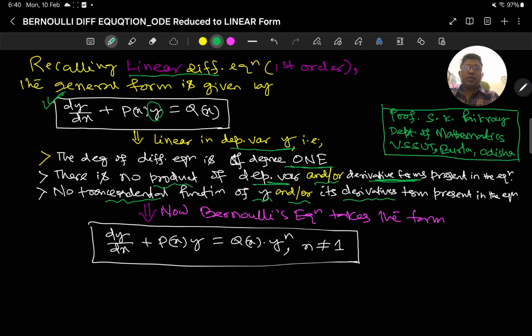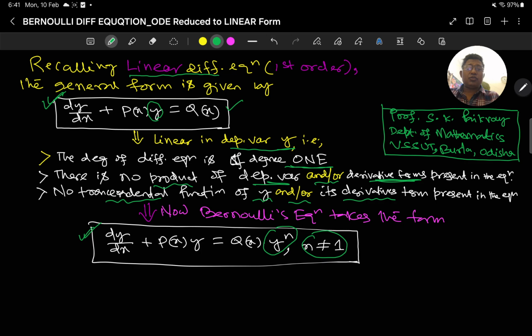Now coming to the Bernoulli's differential equation, the differential equation takes this form. There is some y to the power n multiplied here, and n is not equal to 1. If n is equal to 1, then it will return to the linear form. So n is not equal to 1. Then it is a Bernoulli's differential equation.